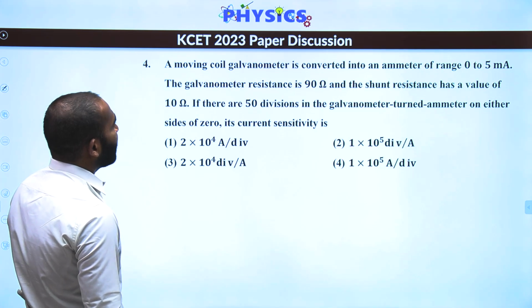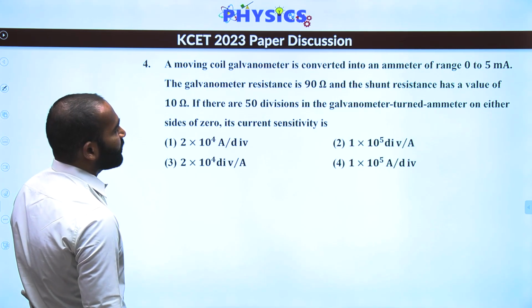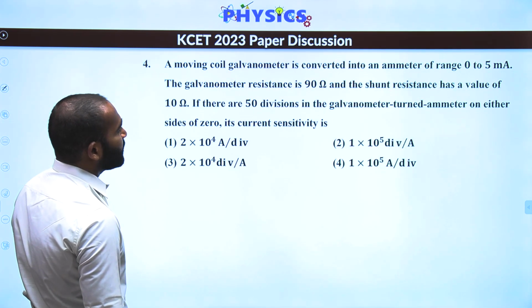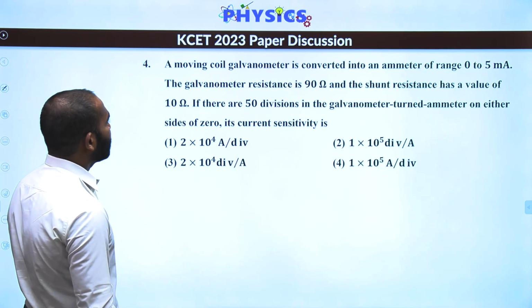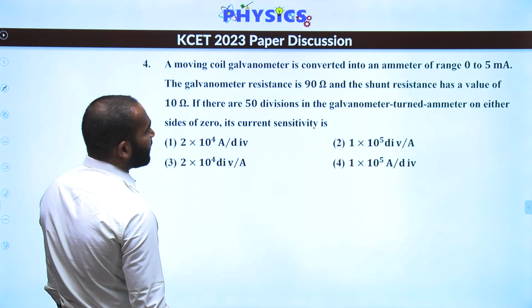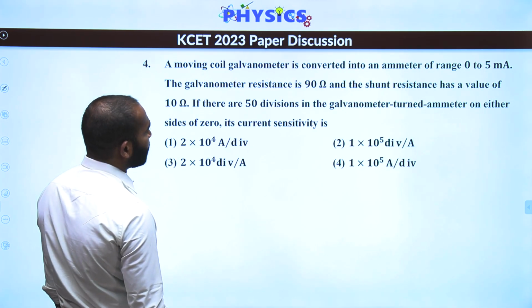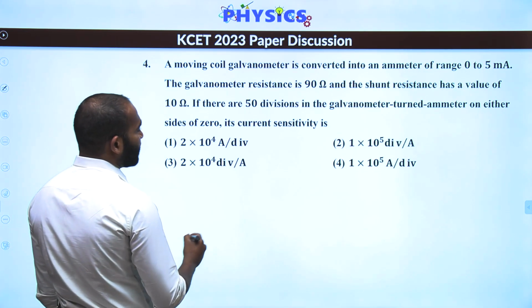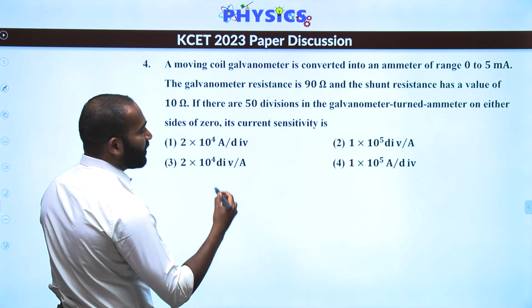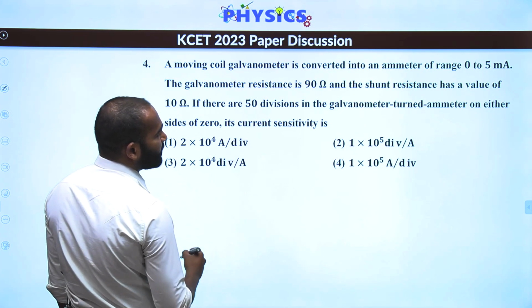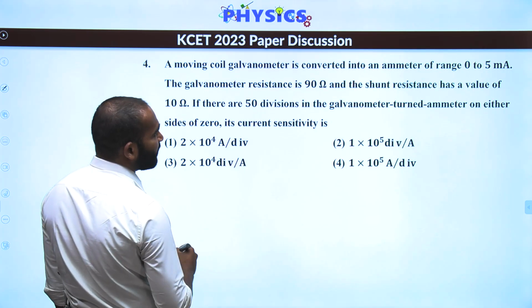Next, a moving coil galvanometer is converted into an ammeter of range 0 to 5 milliampere. The galvanometer resistance is 90 ohm and the shunt resistance has a value of 10 ohm. Okay, so if there are 50 divisions in the galvanometer turned ammeter on either side of the 0, its current sensitivity is. First of all, the current sensitivity definition is number of divisions upon the galvanometer current. So first we need to find the galvanometer current. The maximum value that it can measure is here 5 milliampere.